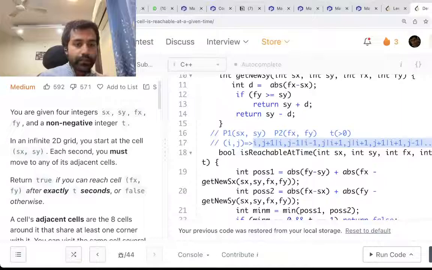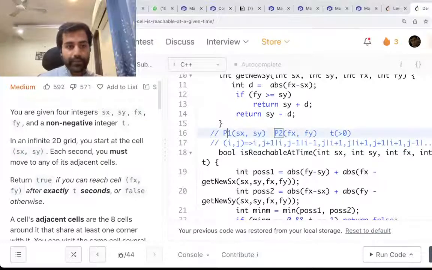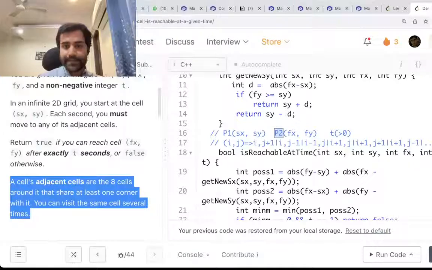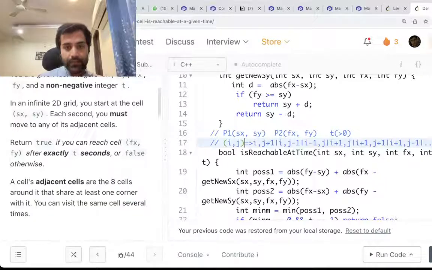Now we have to return true if we can reach fx comma fy, which is if we can reach point 2 from point 1 after exactly t seconds. So exactly t seconds, mind it, nothing less, nothing more. If you can reach from P1 to P2 after exactly t seconds, you have to return true, otherwise you have to return false. This line is analogous to the explanation I gave you, that if you have a cell i comma j, then there are 8 neighbors to it. Those 8 neighbors are up, down, left, right, and the 4 diagonal ones.